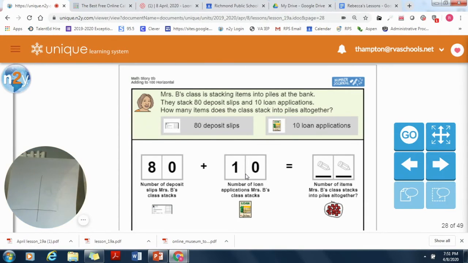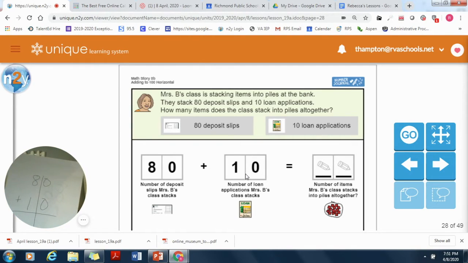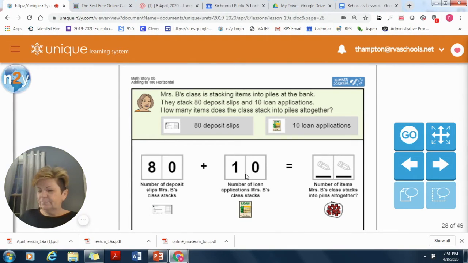Just like this. And we know that we have 80 plus 10. I bet you're going to do this very fast without any strategies other than adding. What is 0 plus 0? If you have no candy and no candy, and you add no candies together, you still have no candy, 0.